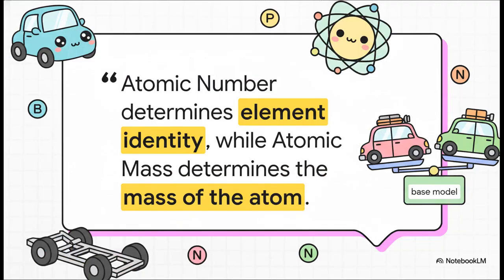And if you want a really great way to remember all this, just think about this quote. Atomic number defines the element. Atomic mass defines the version of that element. So the atomic number tells you you're looking at carbon. That's the element. The atomic mass tells you which kind of carbon it is.